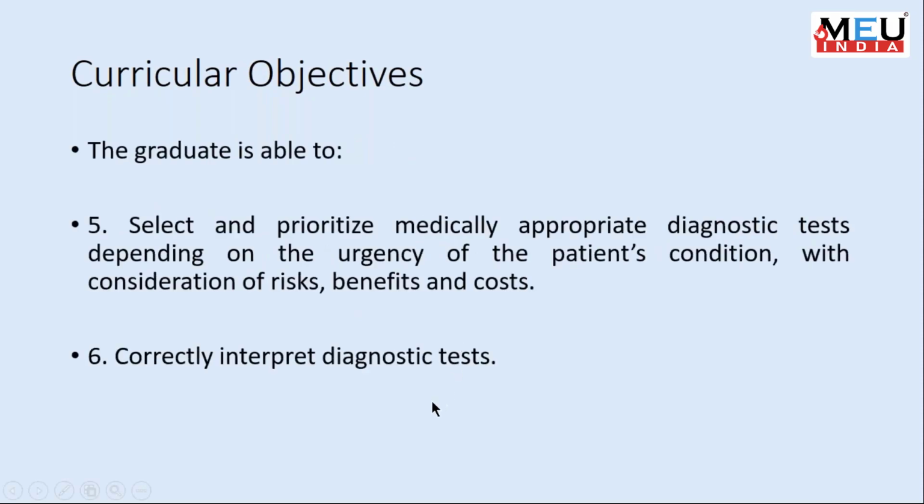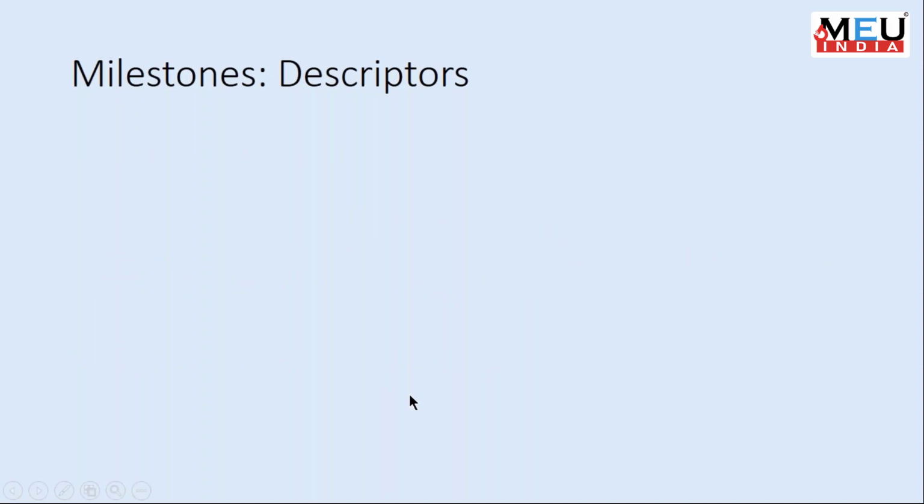So now curricular objective, coming to the departmental level. Over here you can see the graduate is able to select and prioritize medically appropriate diagnostic tests depending on the urgency of patient condition with consideration of risk, benefit and cost. Correctly interpret diagnostic tests. So there are two which are relevant for that. So you can see curricular objective will link higher to the program objective, it will link higher to the competency, it will link higher to the role, and it will link higher to the EPA. That is how it is being translated.